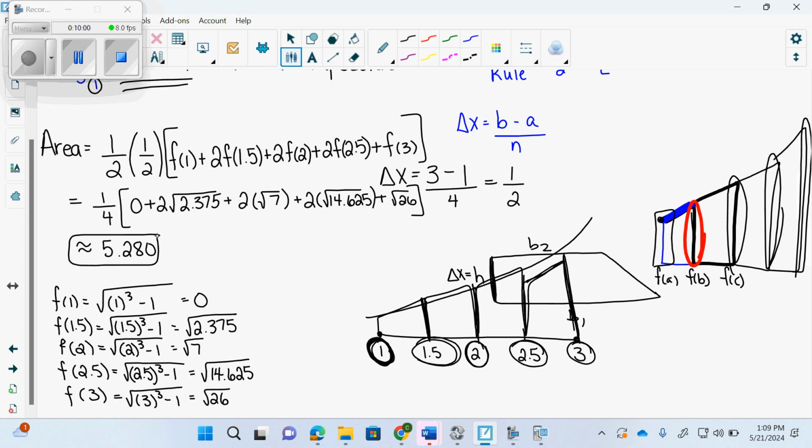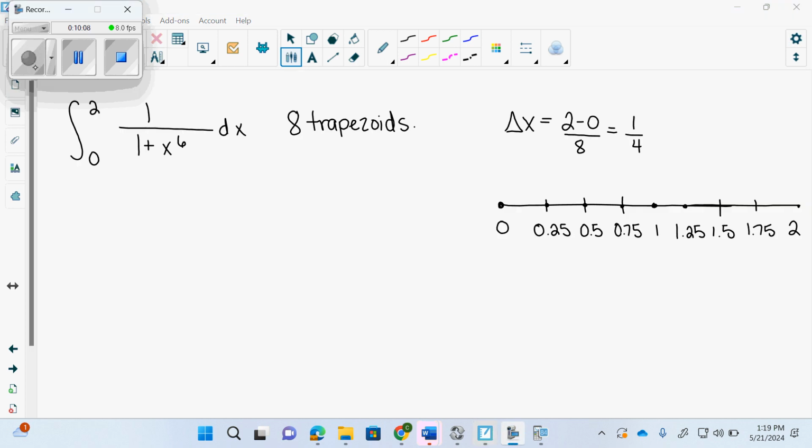Smiley and sad together, also not good. Okay. Flip over. I gave you another one. You're trying it out. Here we have from 0 to 2, 8 trapezoids. So we're going to do 0, 0.25 twice, 0.5 twice, 0.75 twice, 1 twice, 1.25, 1.5, 1.75 twice, and then 2 once. Not that much.